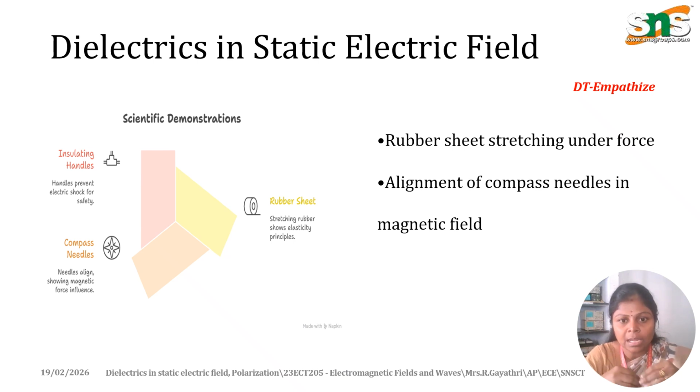A second example is insulating handles preventing electric shock. When we are designing some electrical components, there will be a rubber sheet, which is nothing but an insulator. The insulator does not conduct electricity, so it protects from the electrical shock of the component.